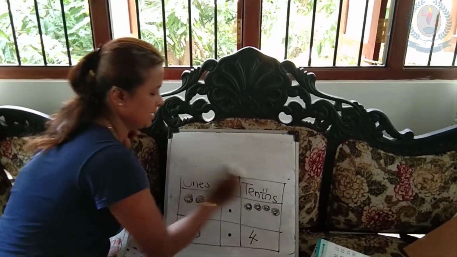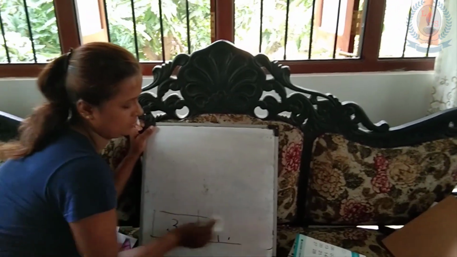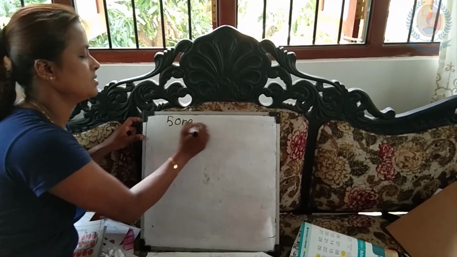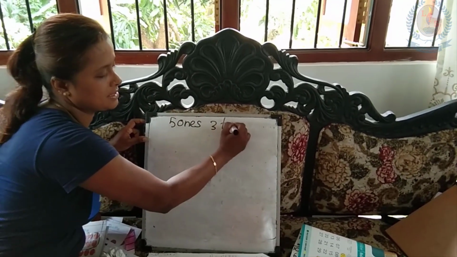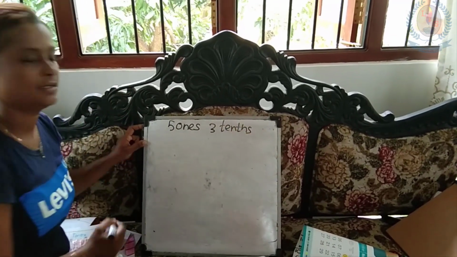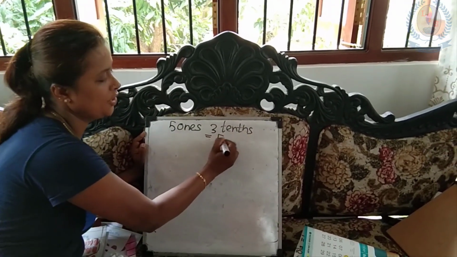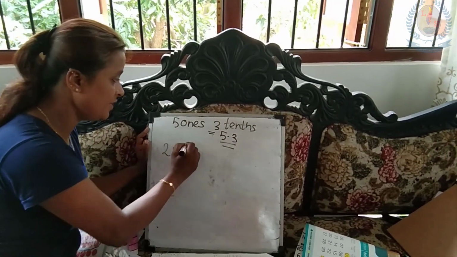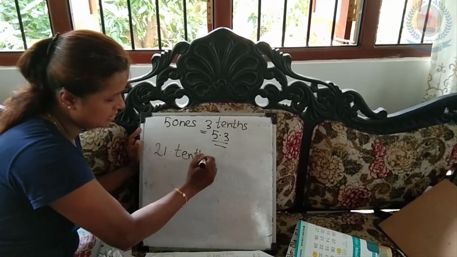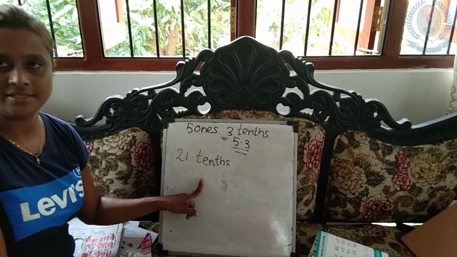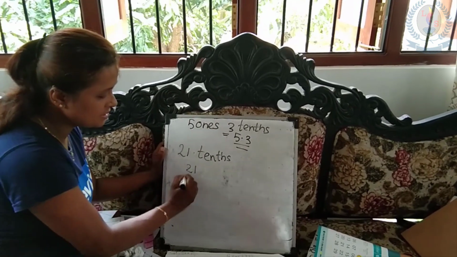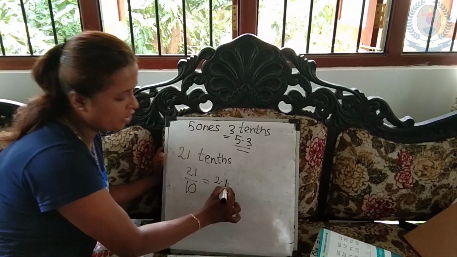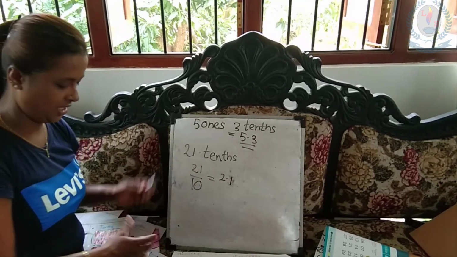And I will show you another example. 5 ones, 3 tens. It is 5.3. And 21 tens, how can we write this? 21 tens means this. We can write it as 2.1. Okay.